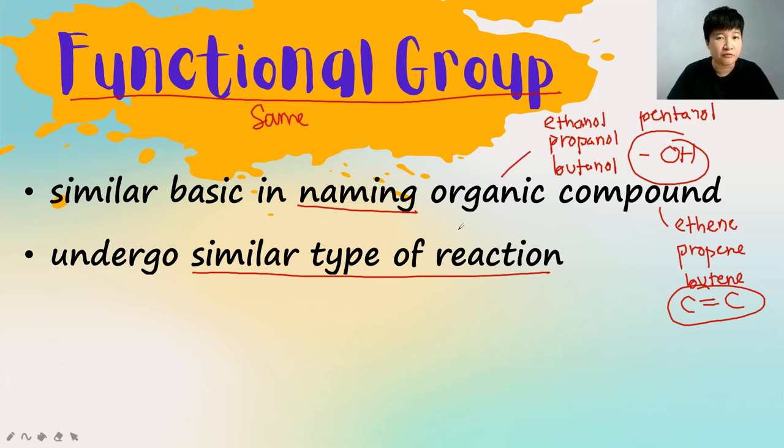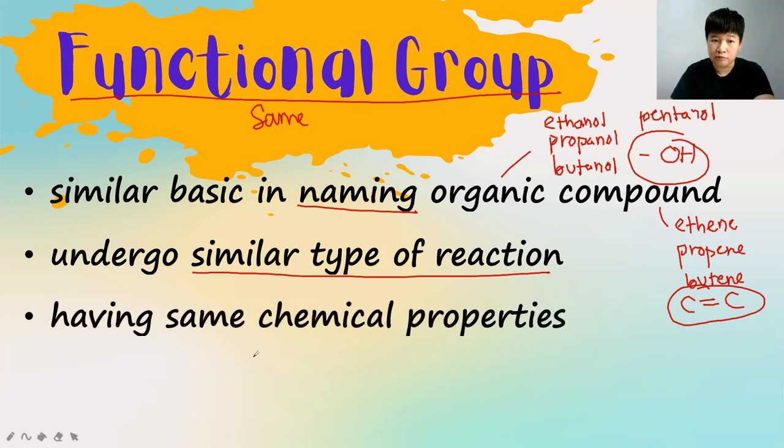So when organic compounds hold the same functional group, most likely they will undergo the same type of reaction. Other than going through the same type of reaction, organic compounds that hold the same functional group will also have the same chemical properties, because the group that characterizes them is the same, so they definitely have the same chemical properties.